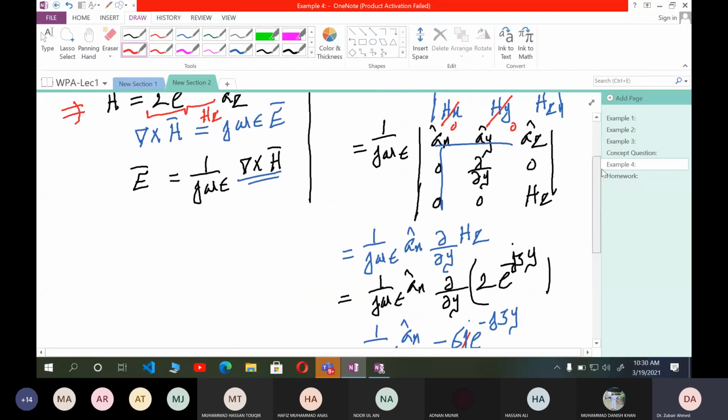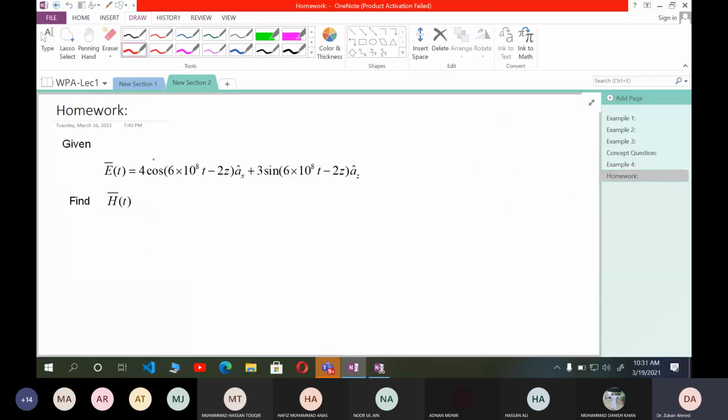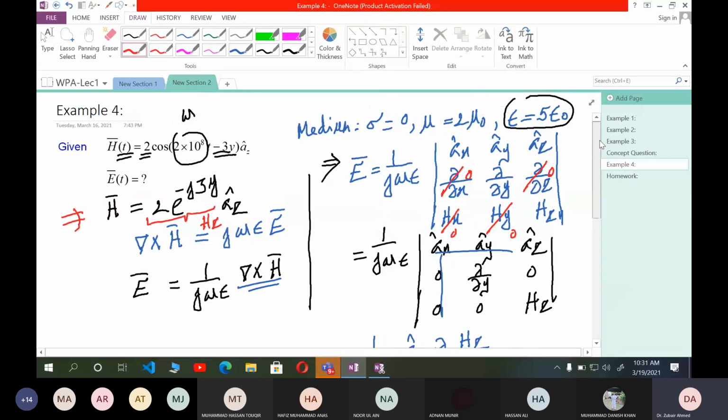So this is an important concept: you should be able to use the Maxwell equation to convert. Let's say you are given the magnetic field, you should be able to find the corresponding electric field using the Maxwell equation. Similarly, if you are given the electric field, you should be able to find the corresponding magnetic field. So as homework, you should try this problem. You have to use the Maxwell equation. You are given this electric field, and you have to find the corresponding time domain magnetic field using the Maxwell equation. Again, you have to follow the same steps as we have done in this example. So with this, we come to the end of this lecture.